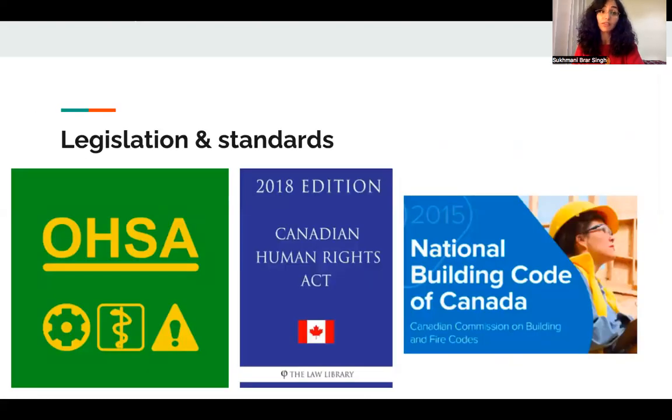You also want to keep the legislation and standards in mind. So in Ontario, we have the OHSA Green Book. In Canada, we have the Canadian Human Rights Act and the National Building Code of Canada. Keep in mind that some jurisdictions in Canada will use the National Building Code, while other jurisdictions will have their specific building and fire codes. For example, Ontario has its own fire code. So you want to keep, first of all, up to date to legislation when you're creating SMS activities. And you also want to be aware of which legislations apply to your jurisdiction.